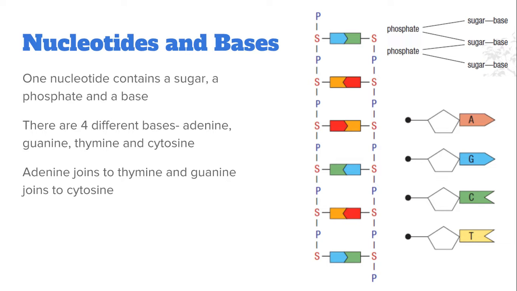And due to their structure and the bonds which they possess, adenine can only join to thymine and guanine can only join to cytosine. We can see that the sugar and phosphate appear as alternating structures down the sides of the ladder.